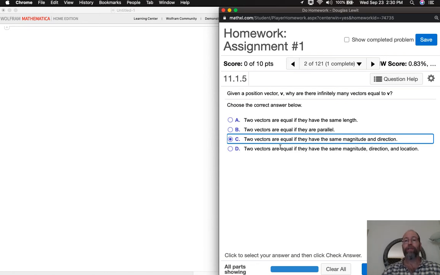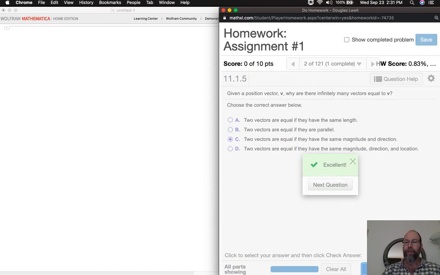Pearson's server, which of course is sending information to Oakton, which in turn is sending information to your browser, is going to shuffle these things around. So for me, the right answer is option C. For you, it could be A, B, or D. So just be careful. This is not monkey see, monkey do. Don't just copy my answers blindly because that's going to cause problems. Check answer. Okay, next question.